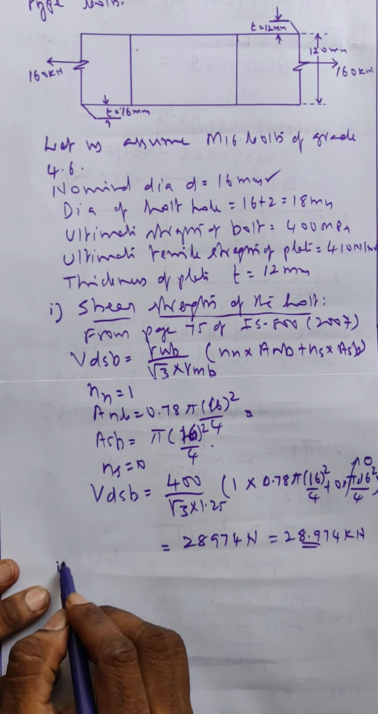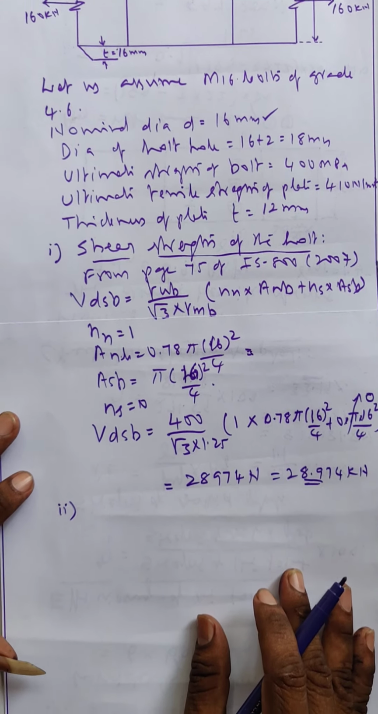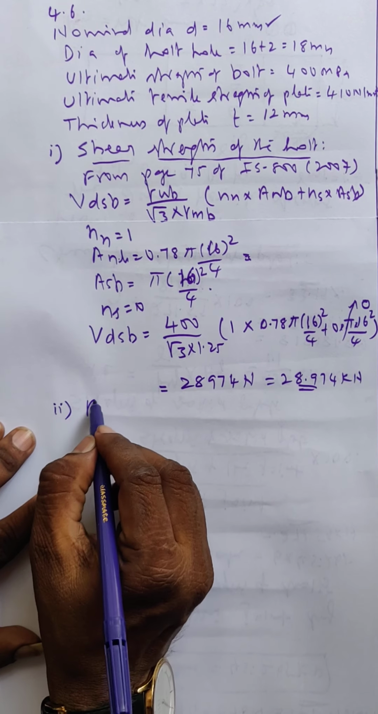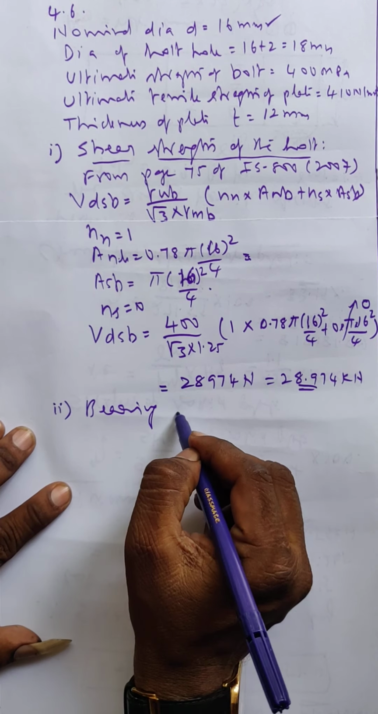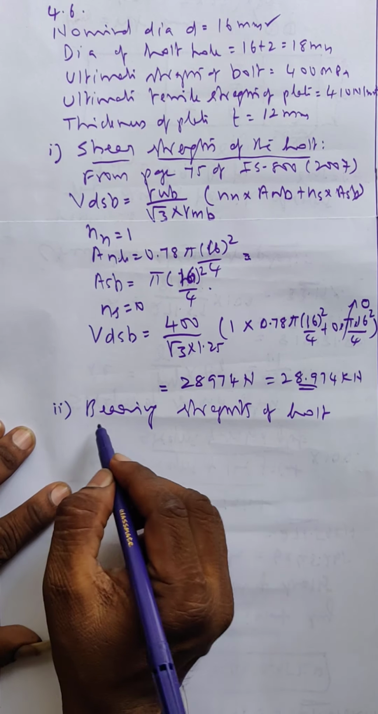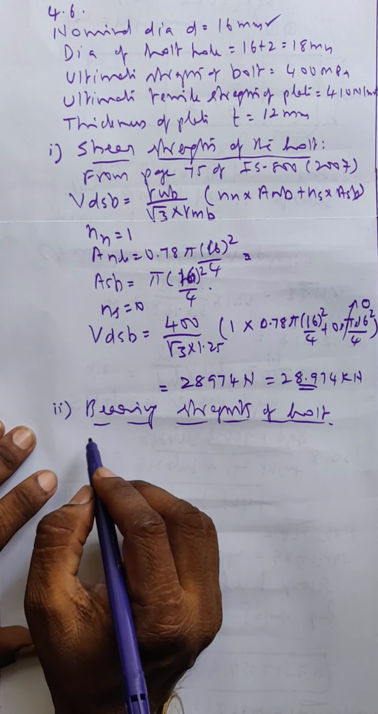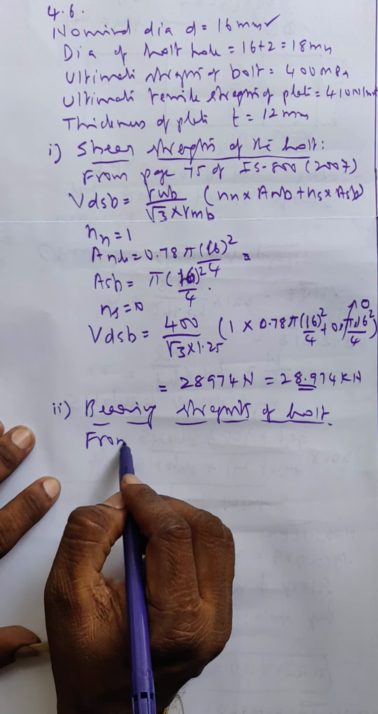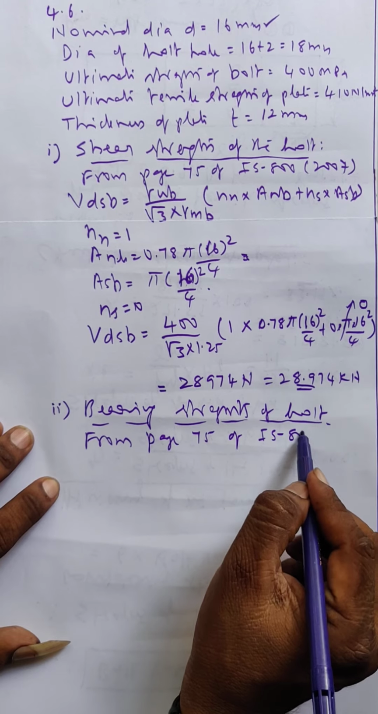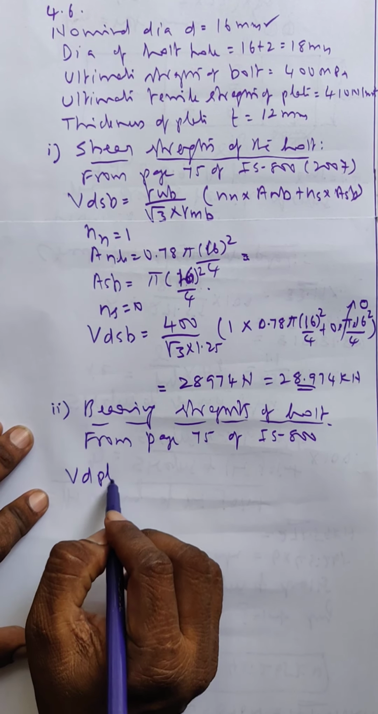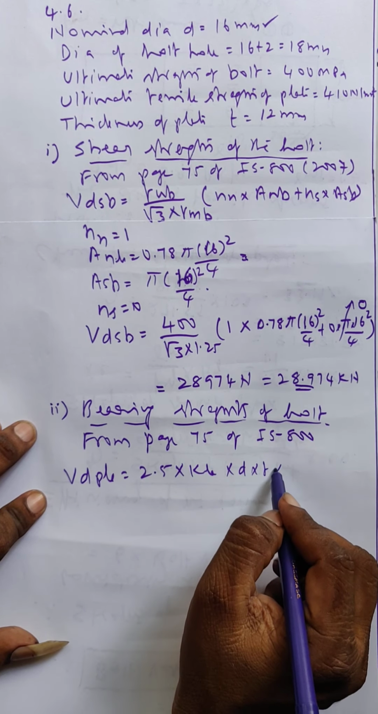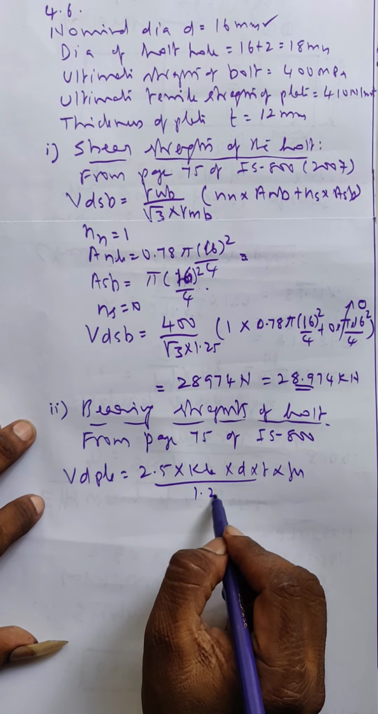Now we will calculate the bearing strength of the bolt. So from page 75 of IS 800, V_dpb equals 2.5 into k_b into d into t into f_u divided by 1.25.